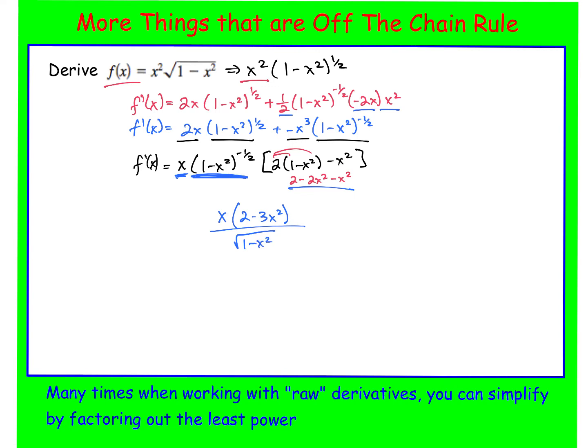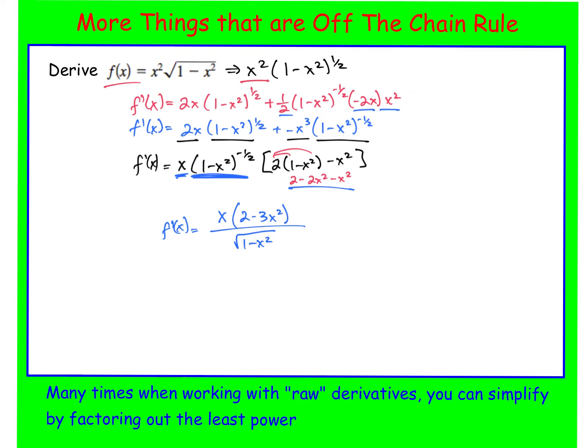Now, could you say it's 1 minus x squared to the power 1/2? Yes, but I want you to see both ways. All right? I want you to see it in both notations just so you're not confused with that. All right? All right. Ansley's going to read down below. Many times when working with raw derivatives, we can simplify by factoring out the least power. All right. Again, what was the hard part? Was it the calculus? No, it was the what? It was the algebra part.